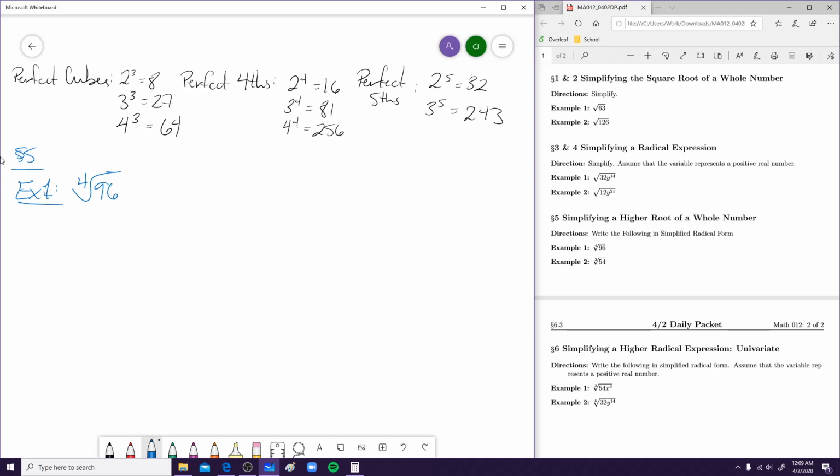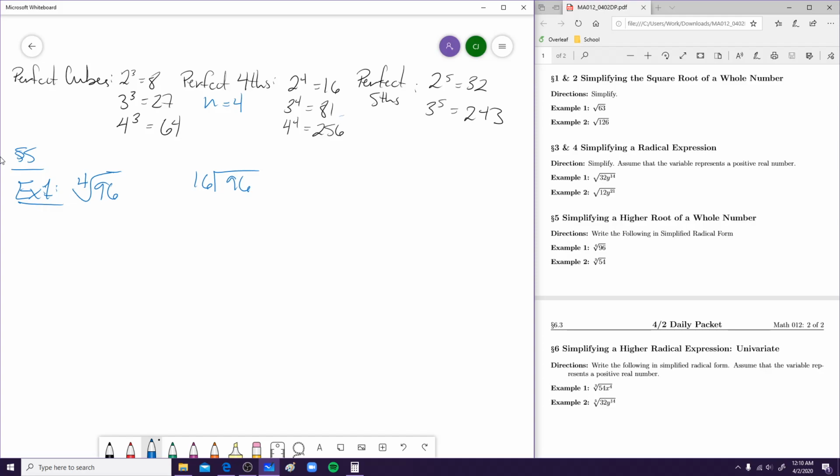So we're going to look at our table. So I'm going to go to perfect fourths. What does that mean? That means when n is 4. So I'm going to look for the first number that is smaller than 96, and in this case, it's 81. But 96 divided by 81 does not give us a whole number. So now let's look at 16. So what is 96 divided by 16?